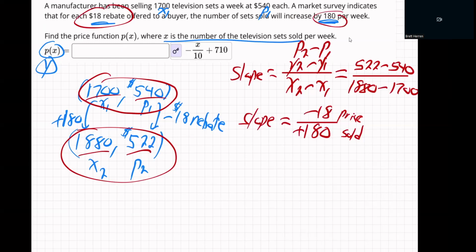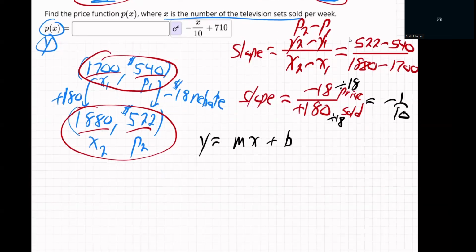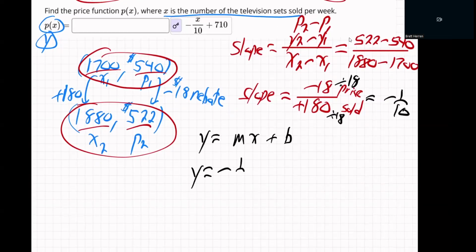Okay, so now we can reduce that. Let's divide top and bottom by 9 just to make that easier. Minus 2. Oh, no, no, no, just by 10, huh? Oh, yeah, or by 18. What am I doing? I'm being goofy. By 18, top and bottom. That's minus 1/10. All right, so now we have y equals mx plus b, and we know the m is minus 1/10. Okay, so trying to get the equation.